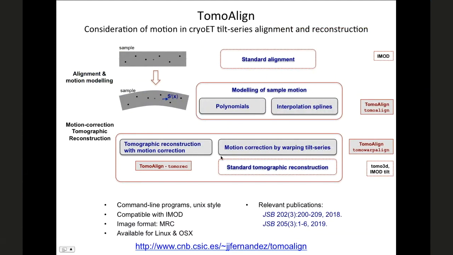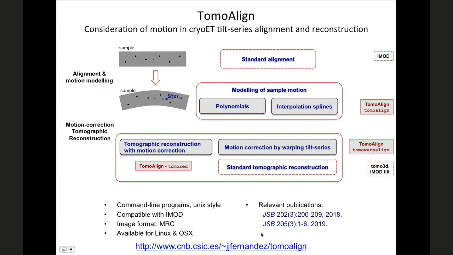But now, as an introduction, TomoAlign is composed of command line programs, Unix style, compatible with IMOD. The image format is MRC, and there are binaries for Linux and Macs. There are a couple of publications that describe in detail the different methods and present some assessment. The packaging and the documentation can be downloaded at this link.